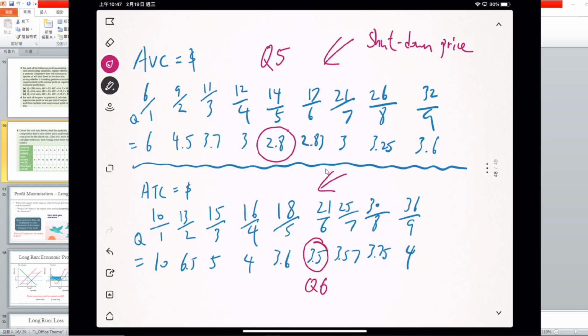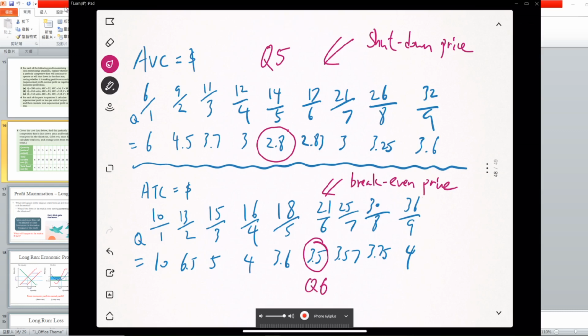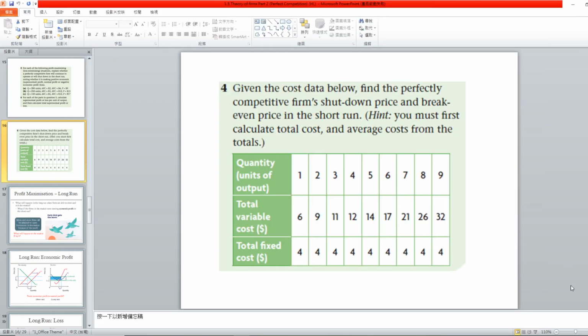So that is, let me point it right next to it. That is your break even price. Right. So that's why you guys got it correctly. So for the shutdown price, 2.8. For the break-even price, 3.5. Any questions? Okay. That's great. All right, let's go back to the chapter.